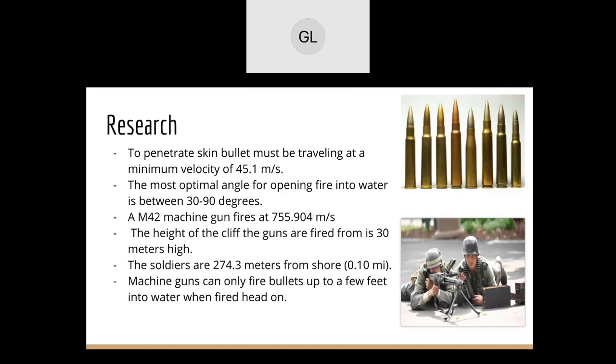A M42 machine gun, which they were using, fires at 755.904 meters per second. The height of the cliff from which they were firing at Omaha Beach is 30 meters high. The soldiers are 274.3 meters from shore, which is about 0.1 miles. And machine guns can only fire bullets up to a few feet in water when fired head on.